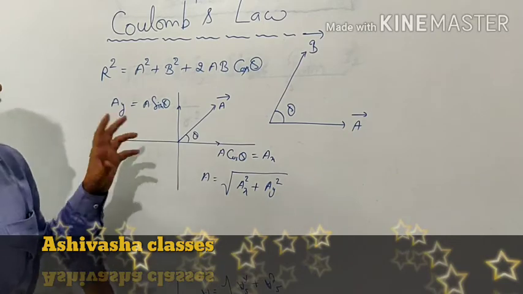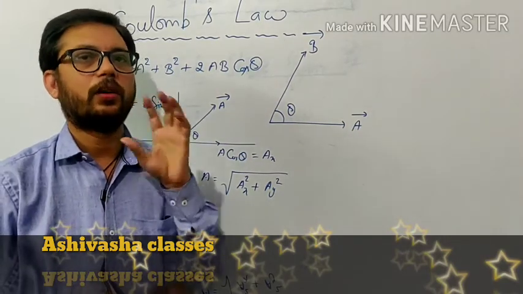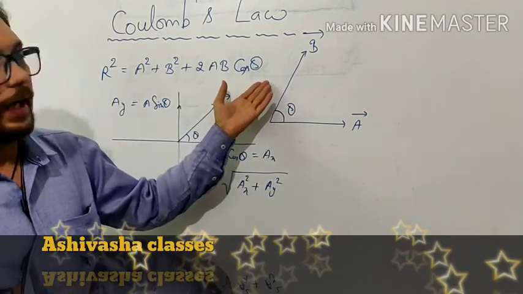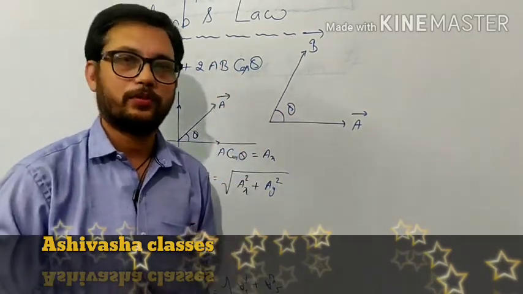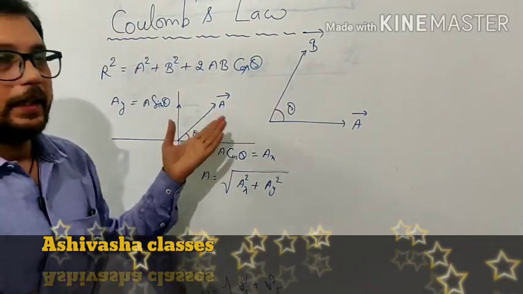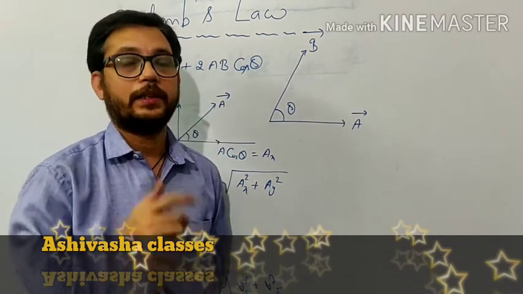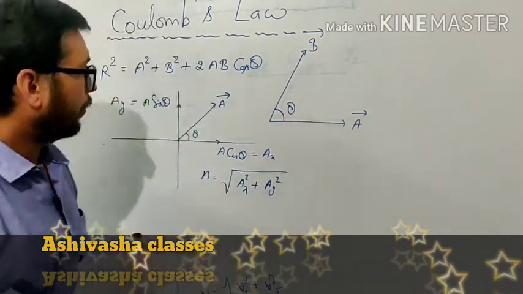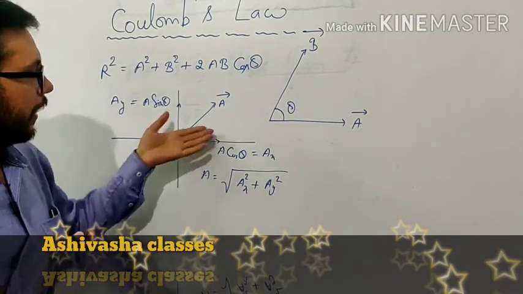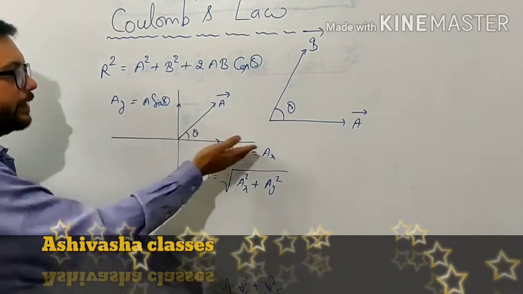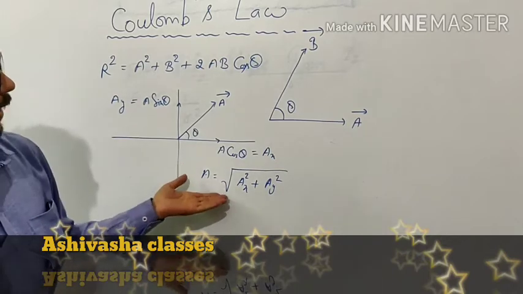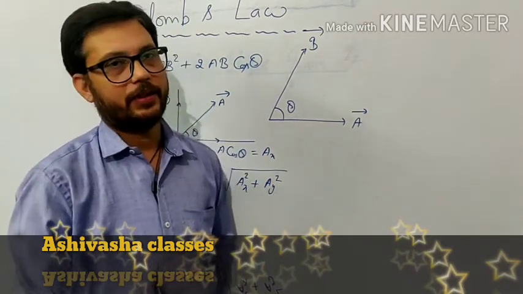So we have two methods basically to solve a vector. First, if we know the angle, then directly we apply the formula R square equal A square plus B square plus 2AB cos theta. And another method is the resolution method, and this method is very helpful whenever we don't know about the angle. So if we don't know the angle, then we consider an angle and simply resolve one in x-axis, another in y-axis, and we get the resultant as A equal under root Ax square plus Ay square.